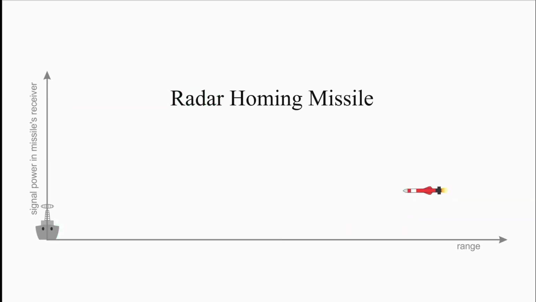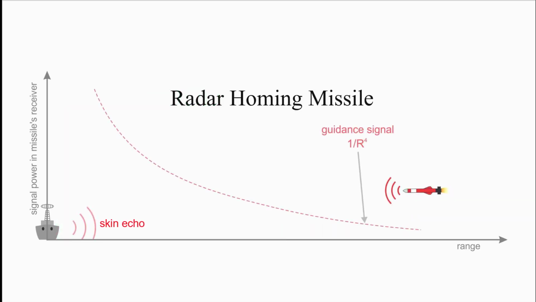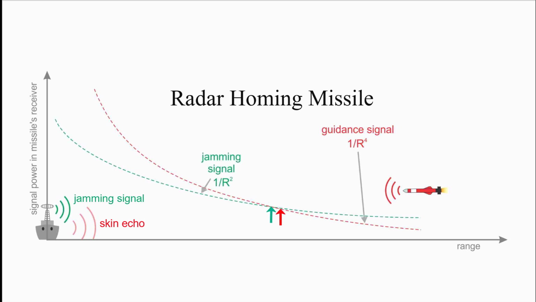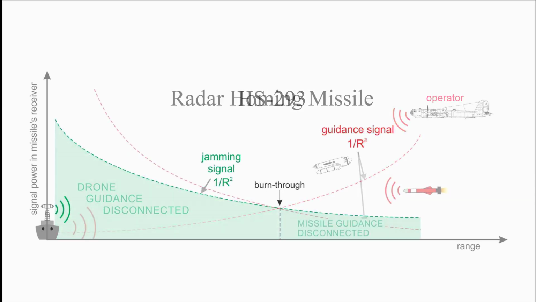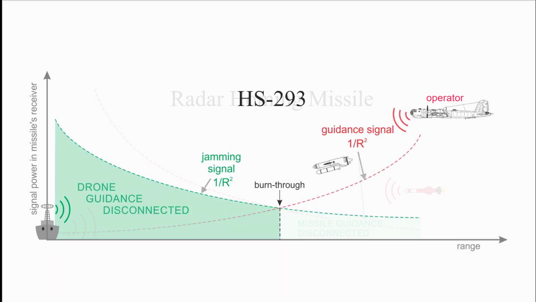This is the opposite of a radar-homing missile, where the skin echo and the jamming signal both increase as the missile gets closer to the ship, so they're competing with each other. Anyway, it's a rich and interestingly complex ECM problem.